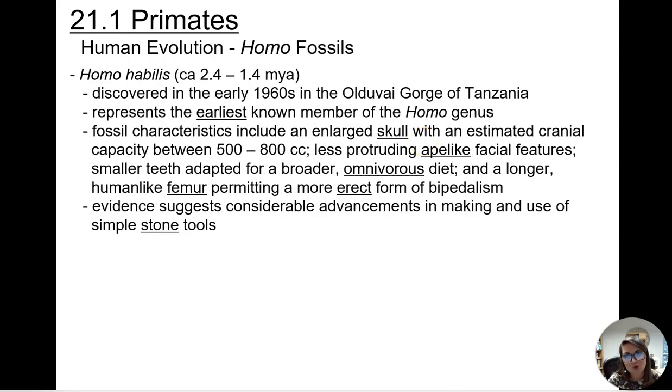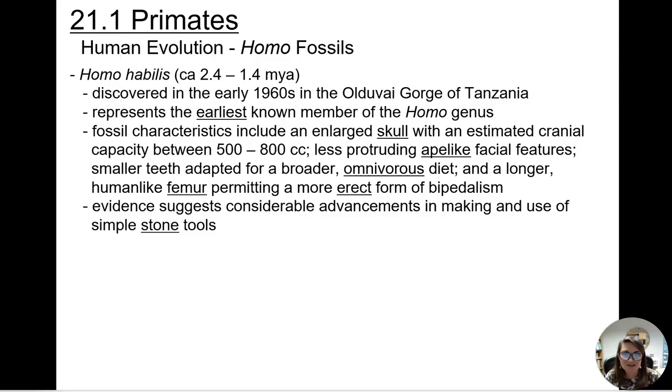Next, we have Homo habilis. So now we're getting into the Homo genus. So now we've reached the genus that modern humans are going to be in. So Homo habilis is going to appear 2.4 to 1.4 million years ago. They were discovered in the early 1960s in the Olduvai Gorge in Tanzania. It represents the earliest known members of the Homo genus.